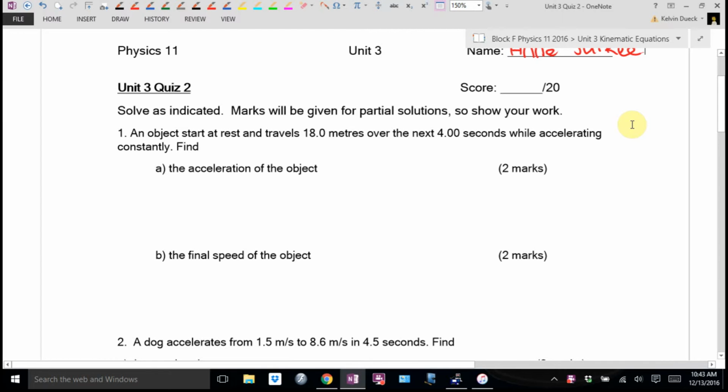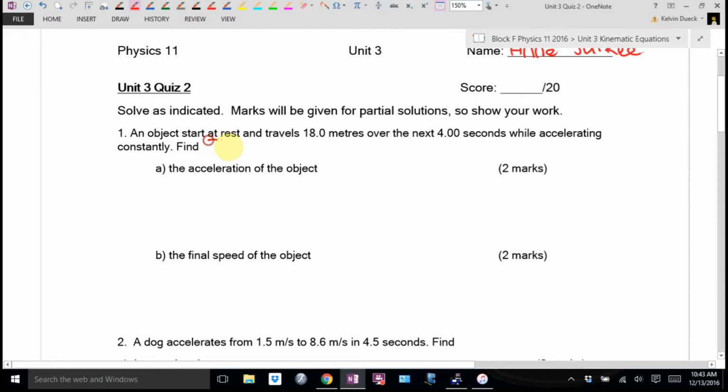Here we go. Solve as indicated, 2 marks each. I will give you part marks for partial solutions. If you have not done this quiz, because you were away or you just didn't do it, the best thing would be copying it out right now. Just watch, and then I would try this quiz a few days from now, or even over the Christmas break as a little refresher or something like that.